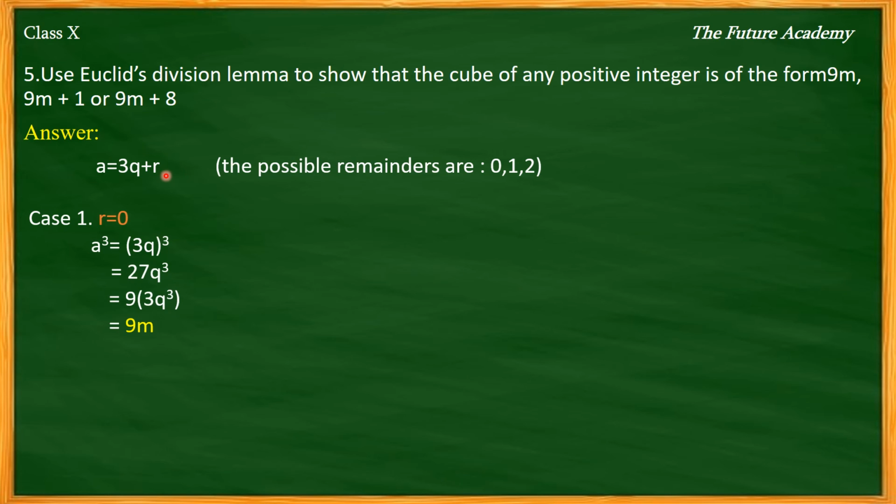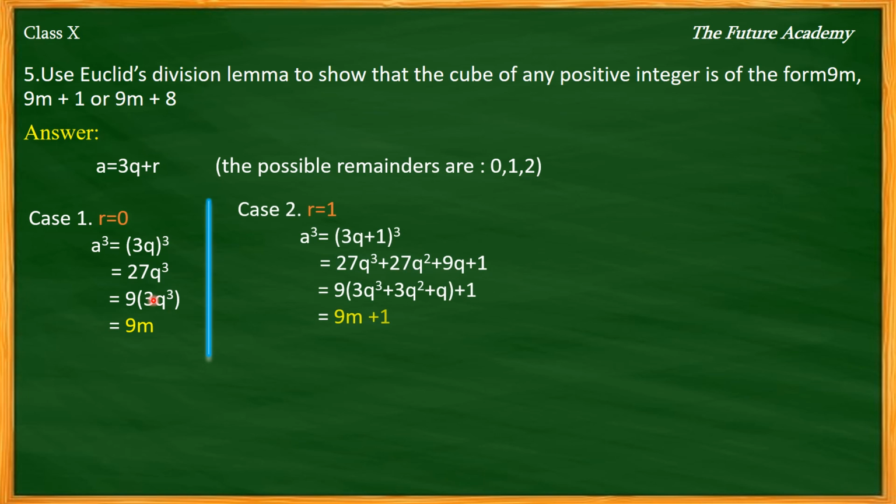In case 1, if r is equal to 0, we have a is equal to 3q. As per the question, if we are cubing on both the sides, we get a cube is equal to 3q cube. So we get 27q cube. We can write this 27 as 9 into 3. So we can write this as 9 into 3q cube. Let us assume that this 3q cube as m. So we can write this as 9m.